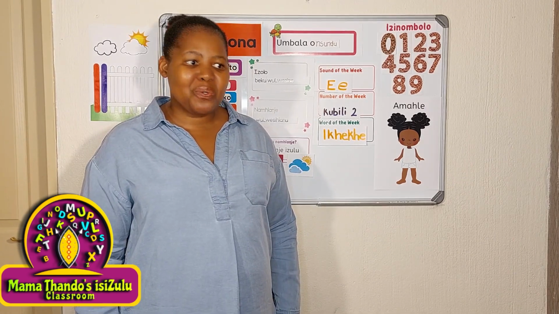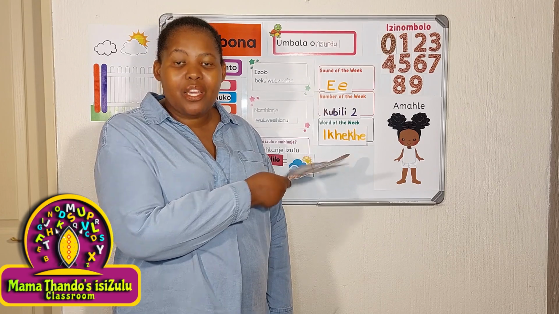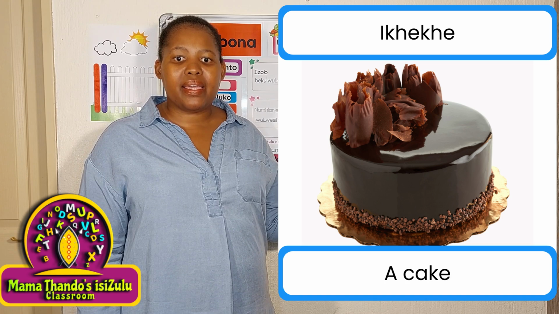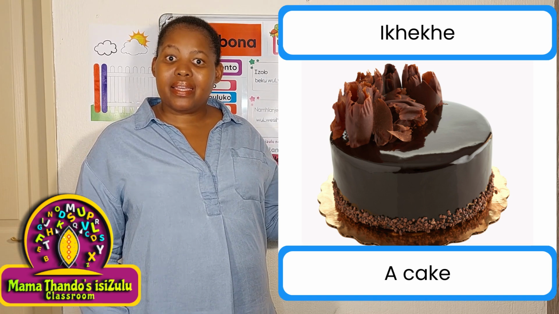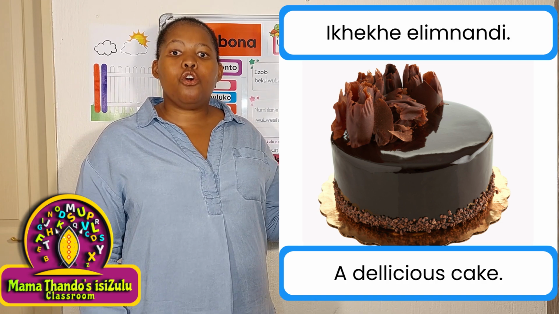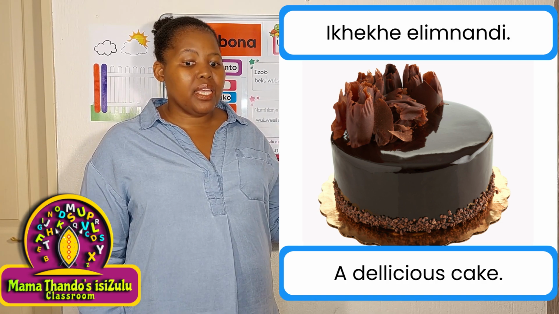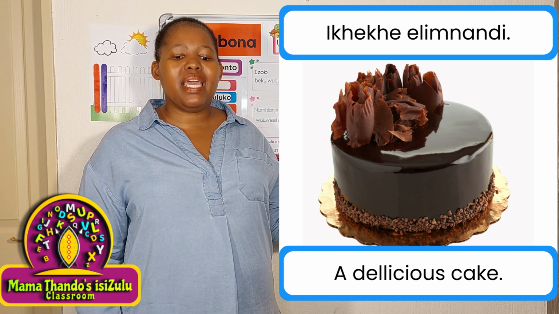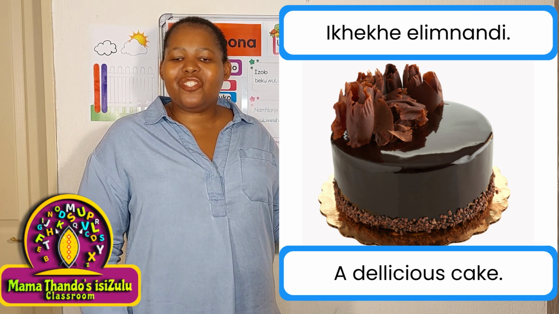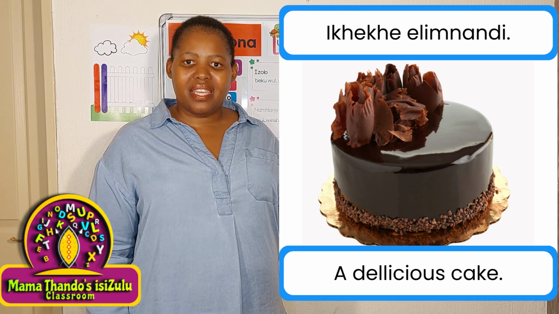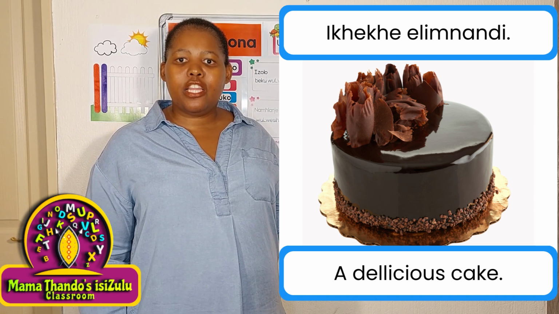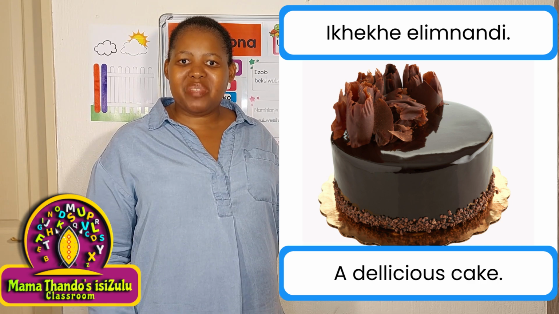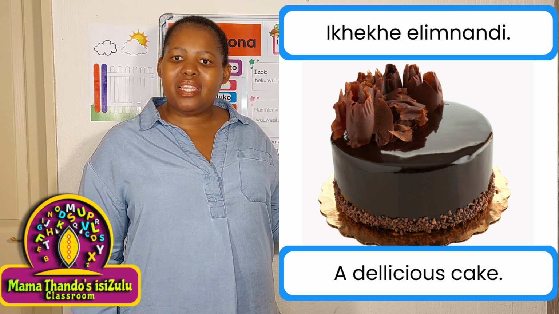Now we move on to the word of the week. Ngomsombuluko, we learned the word ikhekhe, cake. NgoLwesibili, on Tuesday, we learned how to describe it by saying it's tasty, it's delicious. A delicious cake is ikhekhe elimnandi. Will you repeat after me? Ikhekhe elimnandi.